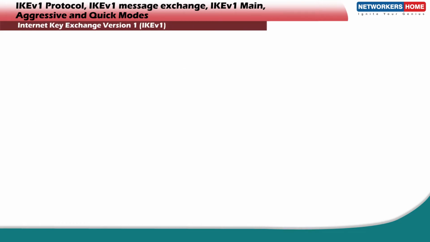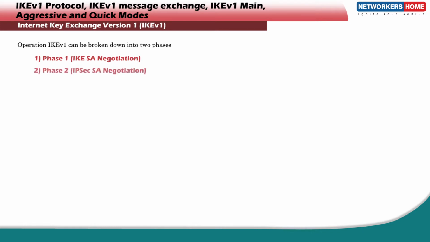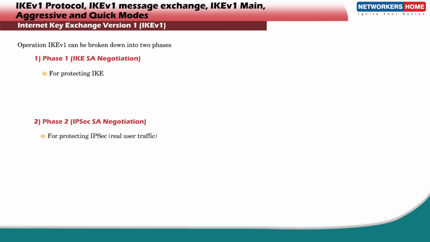Internet Key Exchange version 1, IKEv1. The operation of IKEv1 can be broken down into two phases. Phase 1, IKE SA negotiation, and Phase 2, IPsec SA negotiation. IKEv1 Phase 1 SA negotiation is for protecting IKE. IKEv1 Phase 2 SA negotiation is for protecting IPsec, real user traffic.